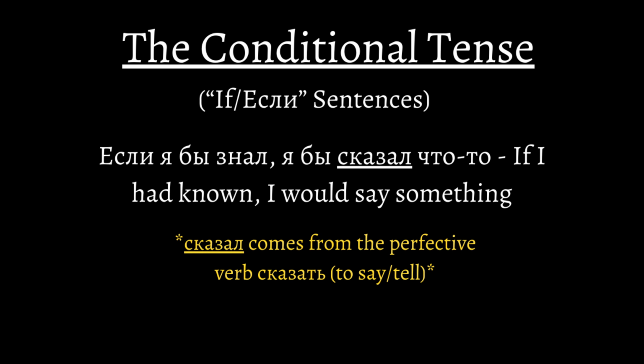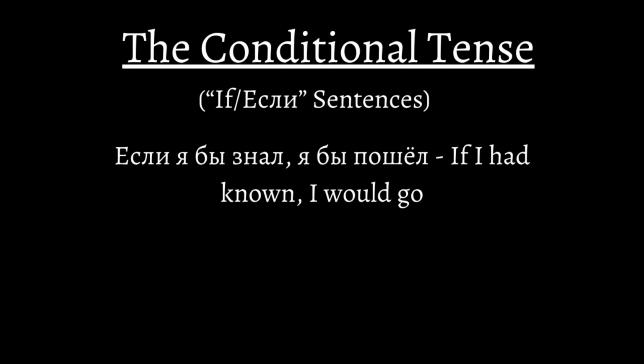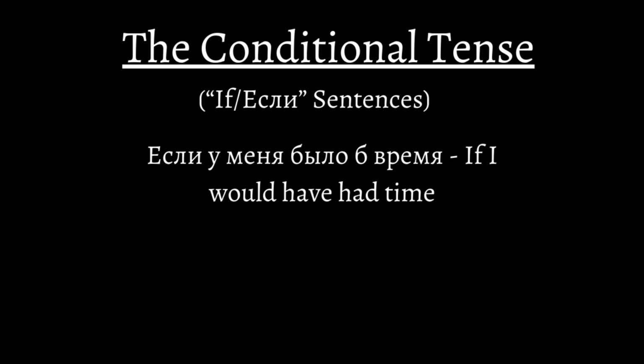Сказал comes from the perfective verb сказать. So here, we're using the perfective aspect. Если я бы знал, я бы пошел. If I had known, I would go. Here is more of a complex if sentence. Если у меня было бы время. If I would have had time.